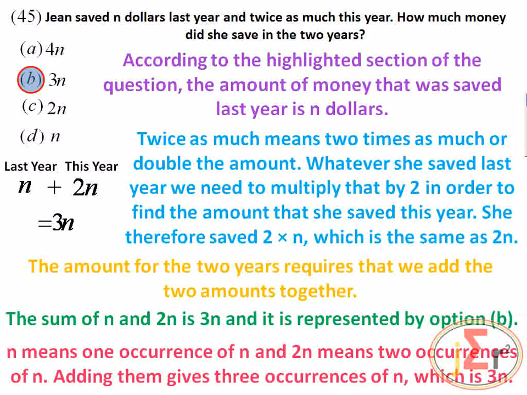N means one occurrence of n, and 2n means two occurrences of n. Adding them gives 3 occurrences of n, which is 3n.